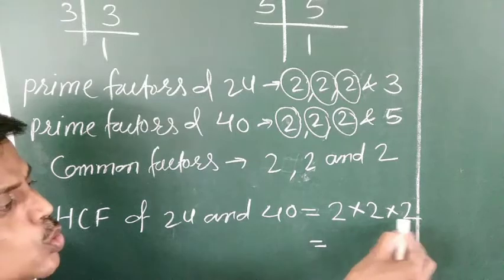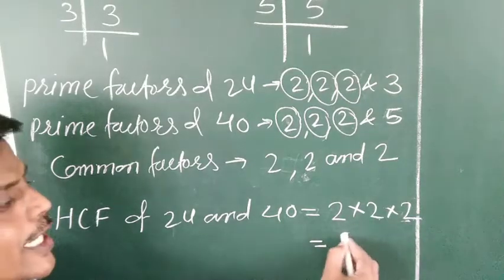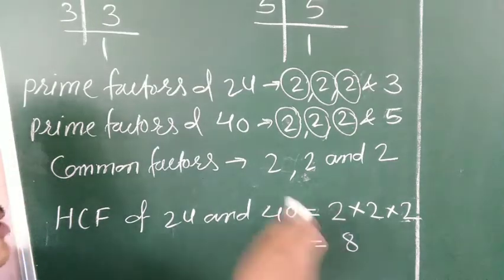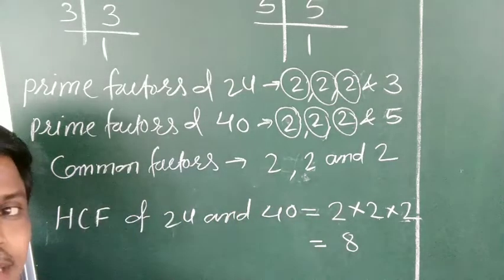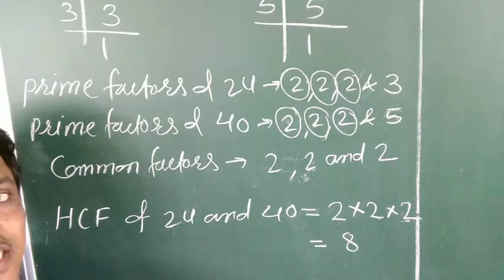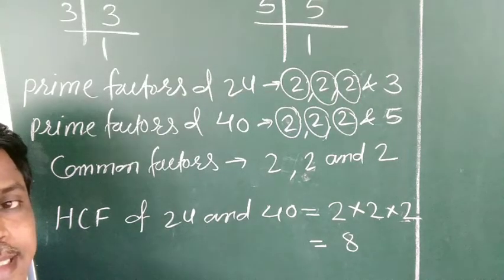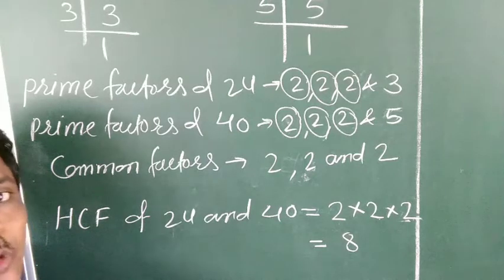See, now 2 times 2 is 4, and 4 times 2 is 8. So our product is 8. So this 8 is the SCF of 24 and 40. So this is our answer by using the prime factorization method. This is our SCF of 24 and 40 by using the prime factorization method.